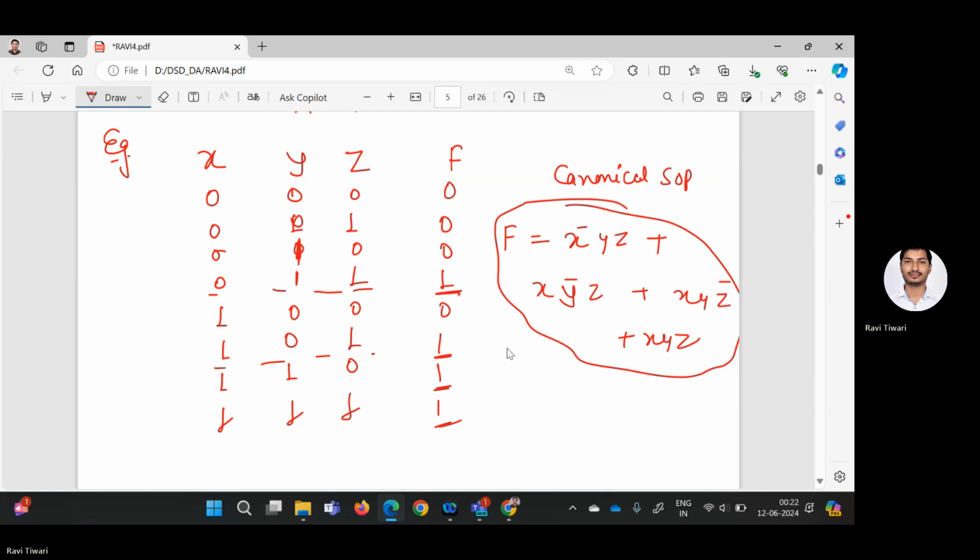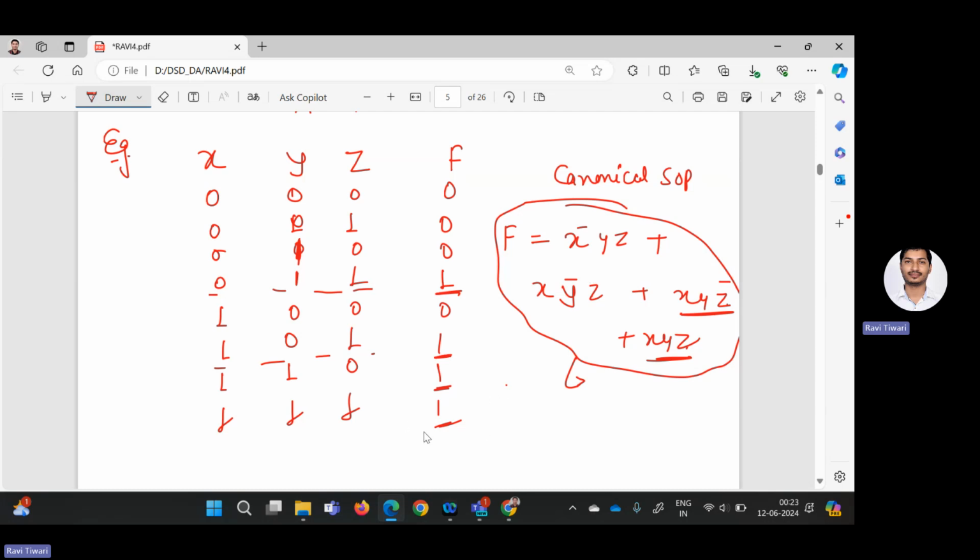Now by using the theorem, we can minimize the expression, and that will be the minimal SOP form. From these two, you can take XY common, that will give you Z plus Z bar as 1, right? And from these two, you can take Z common, and that will give you the XOR operation.